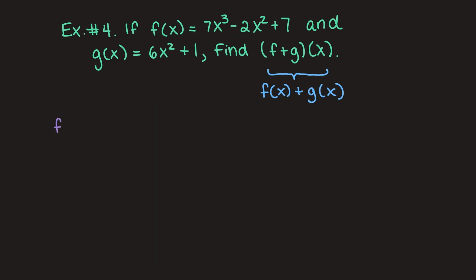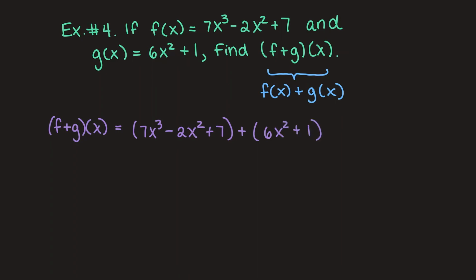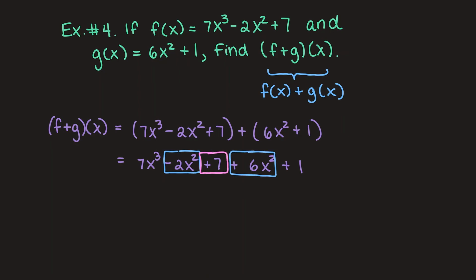So we take our two functions, f of x and g of x, and add them together. Again, we can just remove the parentheses and then combine like terms. This then simplifies to 7x cubed plus 4x squared plus 8.